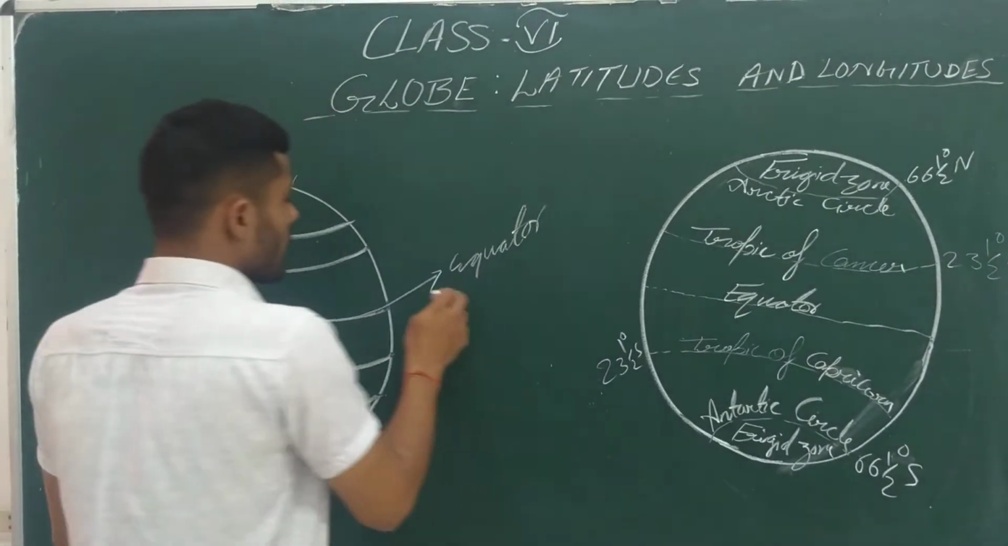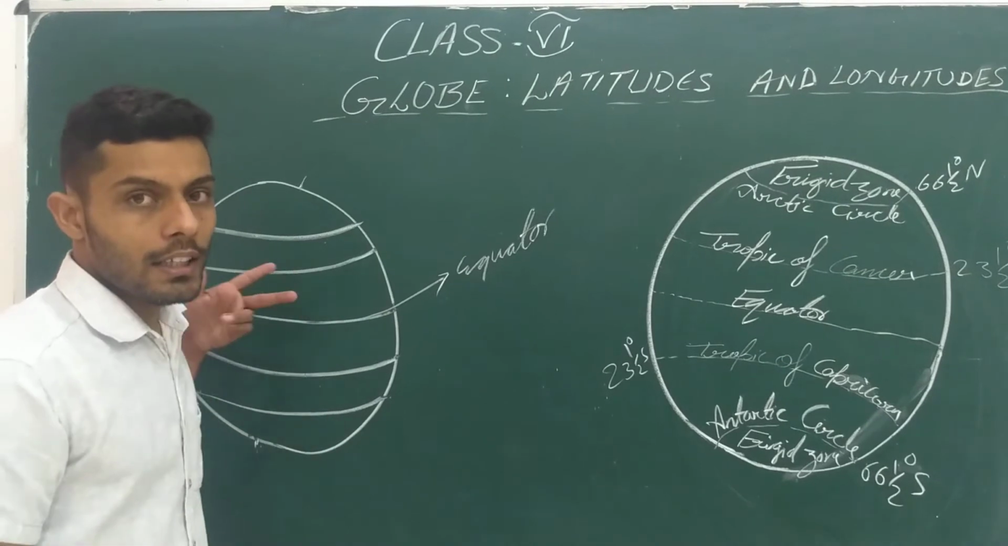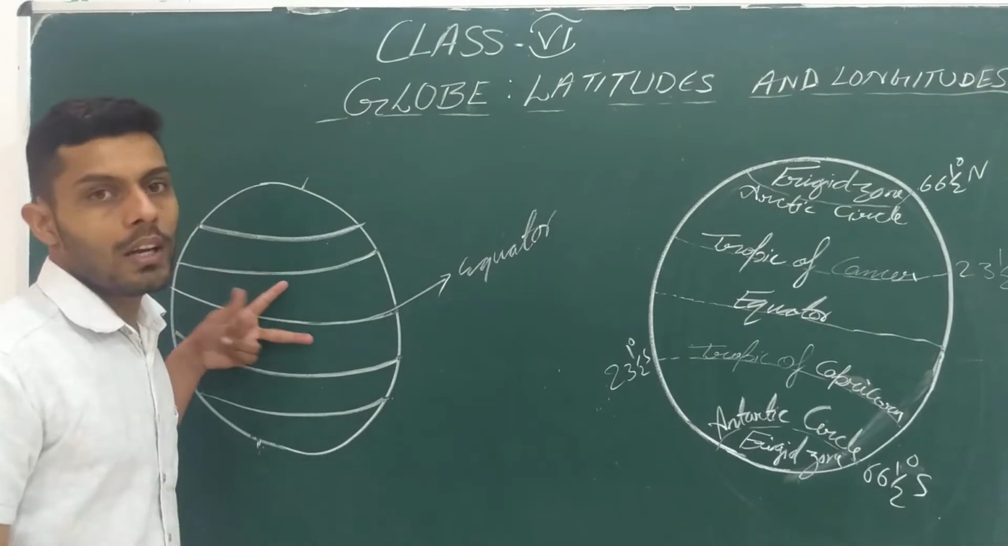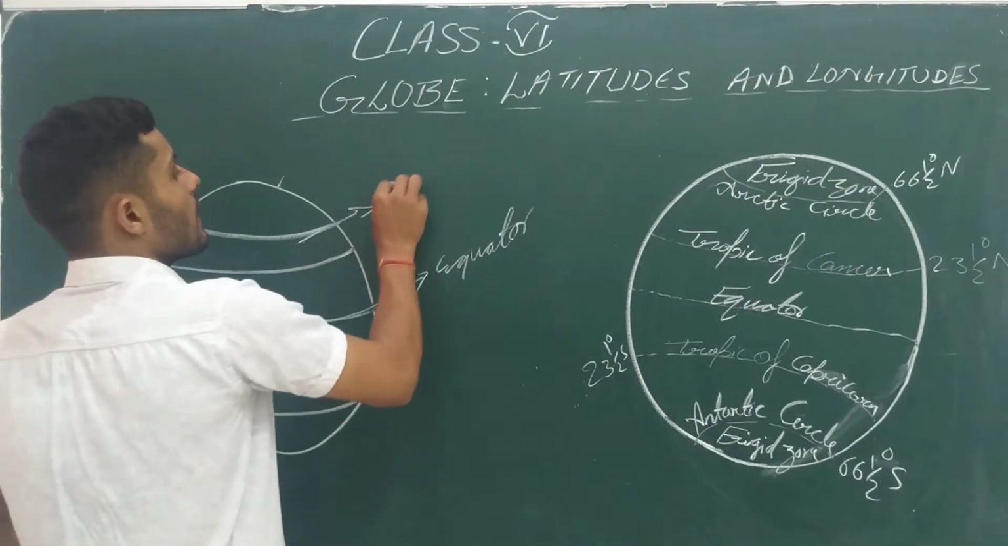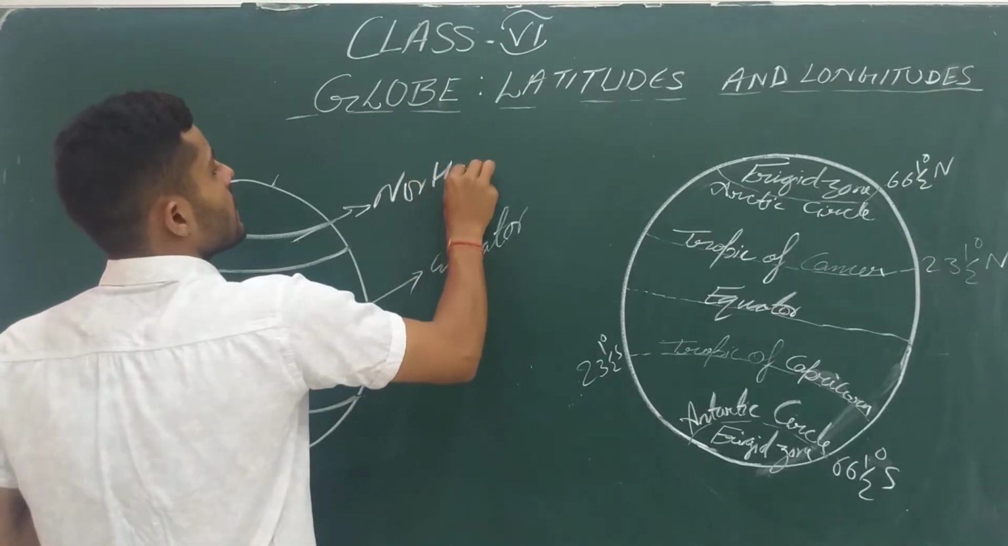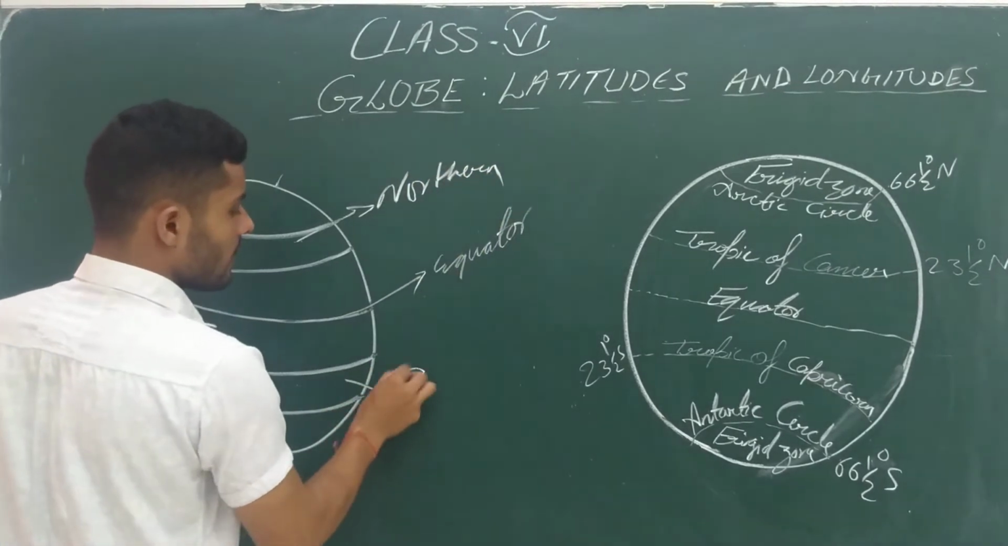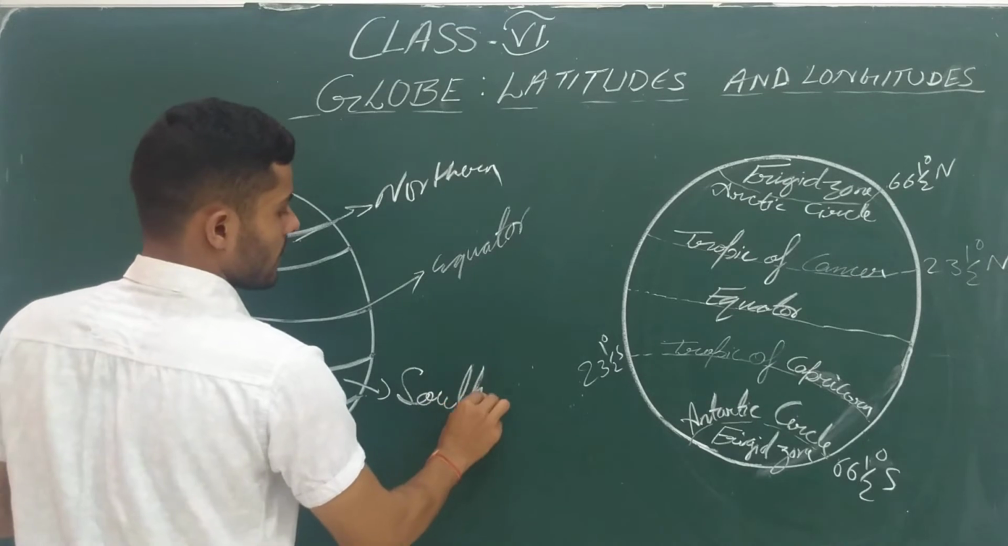This equator will divide our earth into two equal halves. That is the northern half, and the second is the southern half.